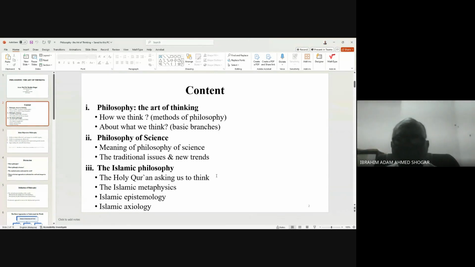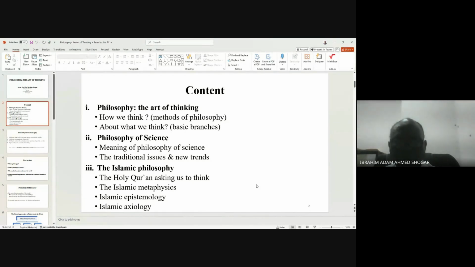I'm trying to put them in a little bit of academic mode so that the students catch up with the system, and then after that, when students are taught by anybody, they try to put that topic under one of these three topics. Is it under philosophy in general, or under philosophy of science, or is it Islamic philosophy? So this is very important.